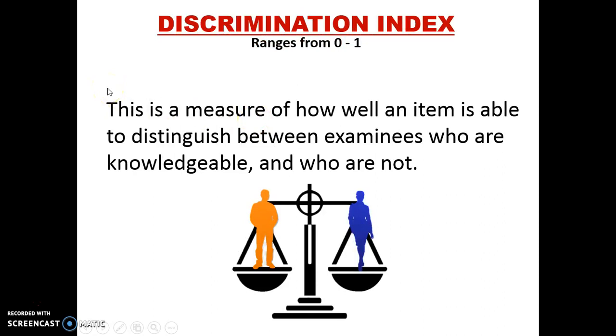So the discrimination index, unlike the difficulty index, ranges from 0 to 1. So it is a decimal as opposed to a percentage. And the discrimination index measures how well an item is able to distinguish or differentiate between examinees who are knowledgeable and those who are not.